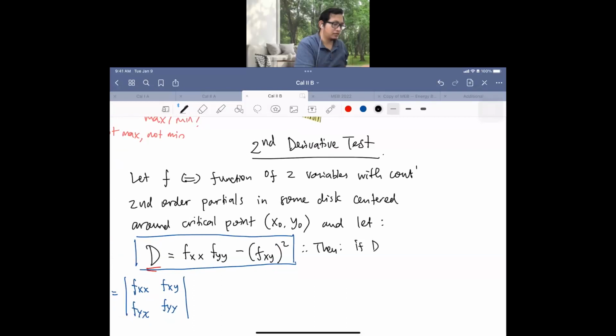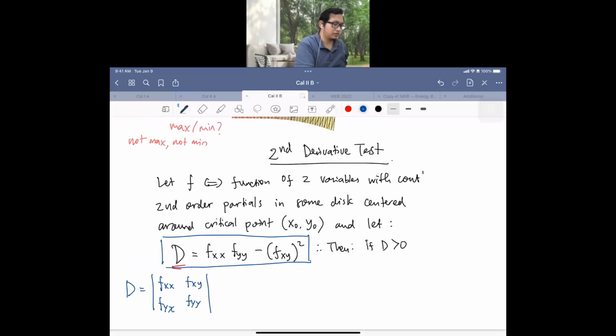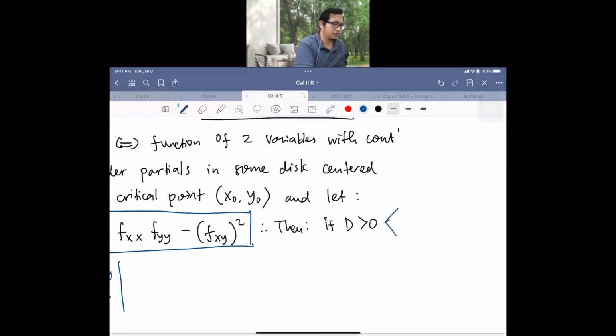if D is positive, and we have two possibilities when D is positive, either fxx positive or fyy positive. Maybe let me write xx first. Let me write this. If partial xx is positive, this will be a local min. If partial xx is negative, this will be a local max.